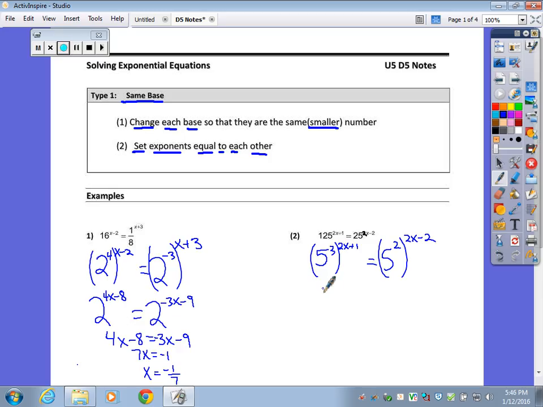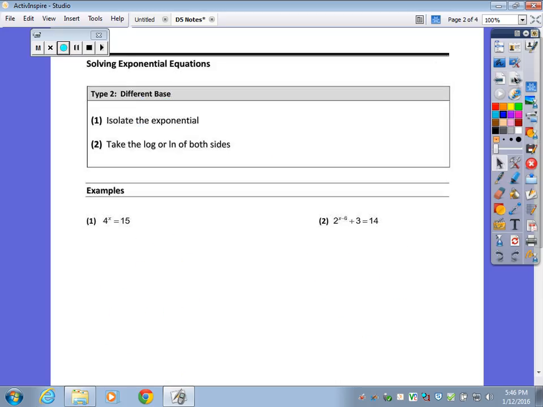So now I can set the left-hand side exponent, which is 6x plus 3, equal to the right-hand side, which is 4x minus 4. And then I can solve for x. Okay? We actually solved this kind of problem in the last unit, because we did exponential equations in the last unit. And so this is a review of that. Okay. The second kind of equation, if we flip the page, is if they have different bases.